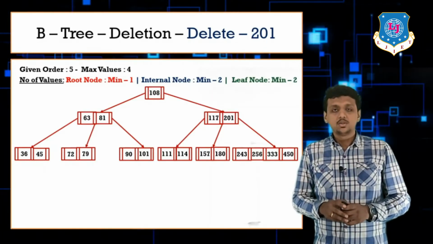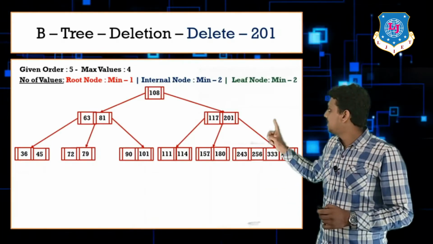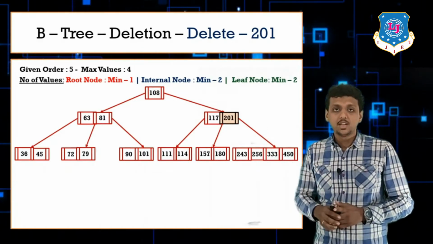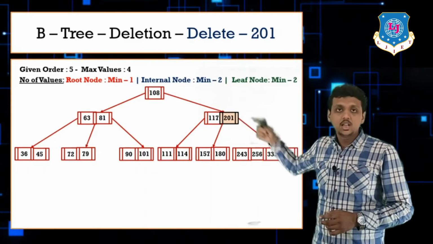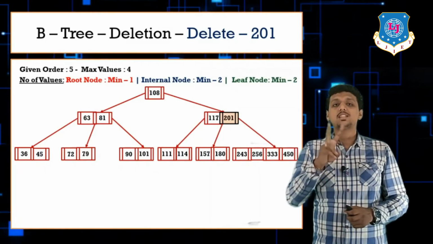Now the next value we want to delete is 201. Students, if I want to delete 201, that means it is situated in an internal node. See, I'm just highlighting 201 over here. So my 201 node is there. Okay, that is an internal node. So this becomes my case number 2.